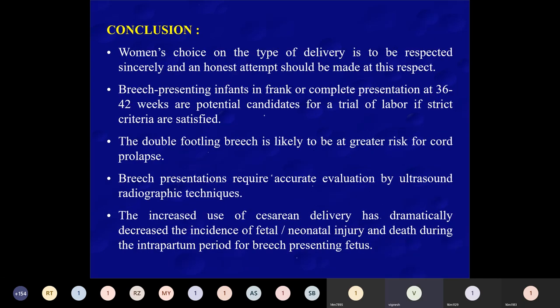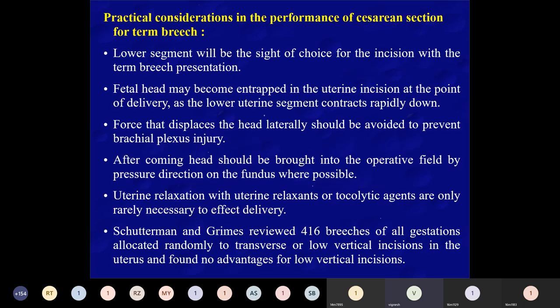To conclude, women's choice on the type of delivery. A practical consideration in performance is there in delivery at term. Here, lower segment should be the choice of incision with term breech presentation. The fetal head may become entrapped in the uterine incision at the point of delivery as the lower uterine segment contracts rapidly. Force that displaces the head laterally should be avoided to prevent brachial plexus injury. And again, the after-coming head should be brought into the operative field by pressure directed on the fundus where possible. Uterine relaxation with uterine relaxant or tocolytic agents is only rarely necessary to effect delivery.